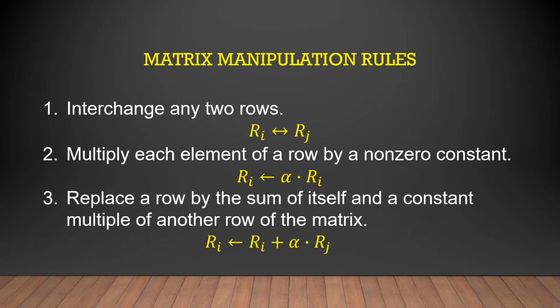And then the third rule is replace a row by the sum of itself and a constant multiple of another row of the matrix. And the way I've written that is r sub i is replaced by r sub i plus some alpha, again a non-zero constant, times r sub j. Okay, so this one looks a little complicated, but we'll see that it's pretty straightforward. The only thing that's kind of tricky about it is that you have to do some thinking and looking at what the matrix is doing. So let's take a look.